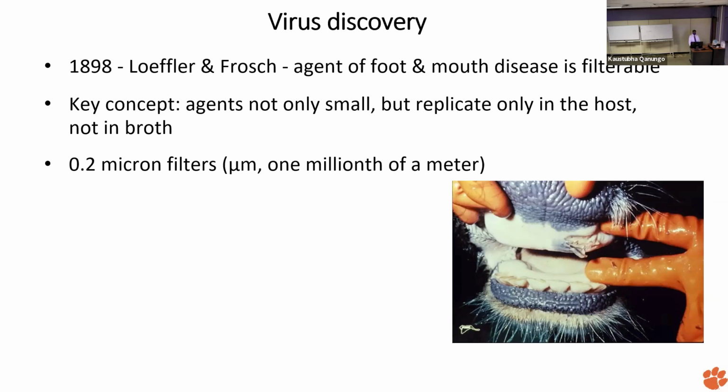In 1898, the agent of foot and mouth disease was found. These were the filterable agents. And the key concept that came out is that they're not only small, but they replicate only in the host, not in the broth. And we still know this, that they are obligate intracellular parasites. Host means that the host has living cells, which can be a plant, a bacterium, a protozoan, or an animal, a larger animal or eukaryote, but they can only replicate in there.